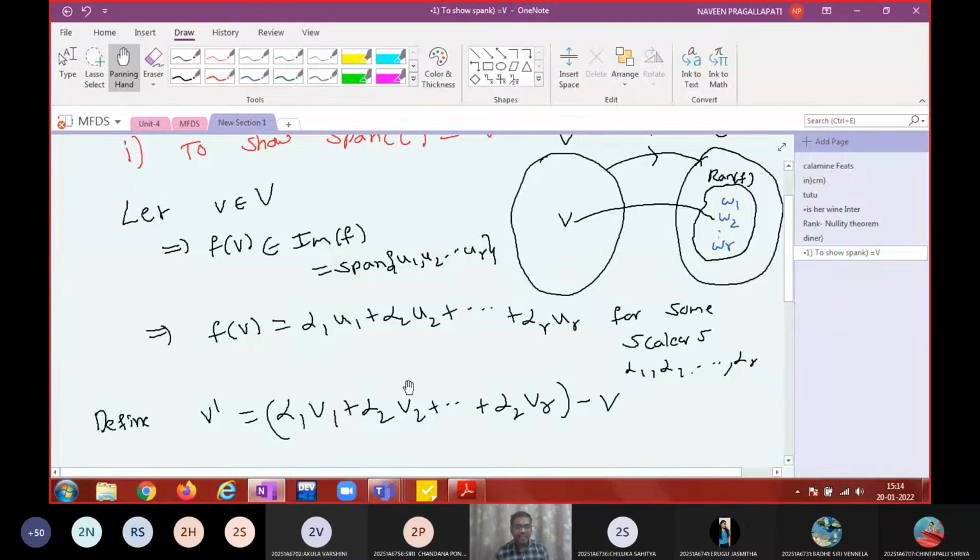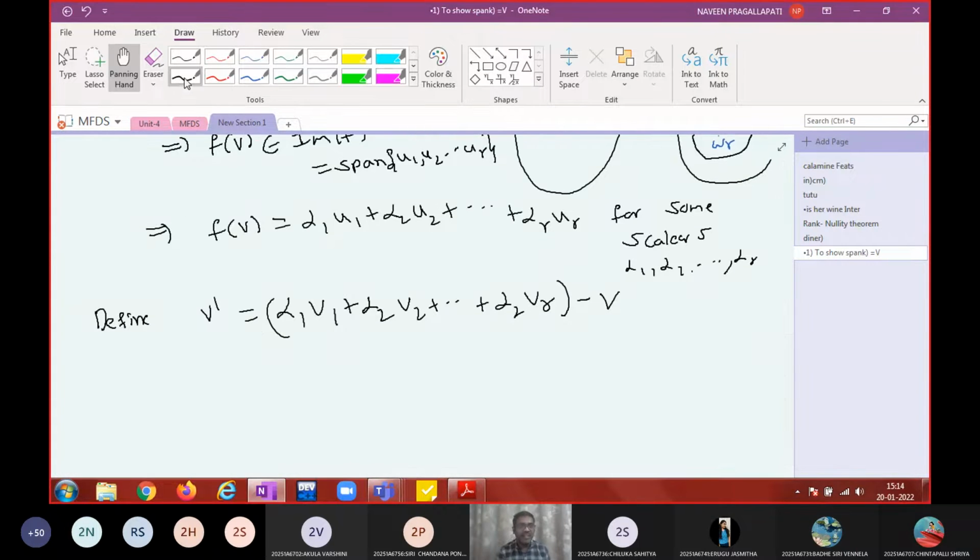V, sir. V, because v1, v2, vr are elements of V. The linear combination is also an element of V. V is also an element of V. So an element of V minus an element of V is also an element of V. Okay, so what is f of v dash? Now what is f of v dash?